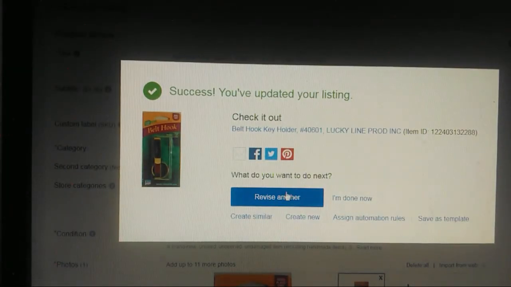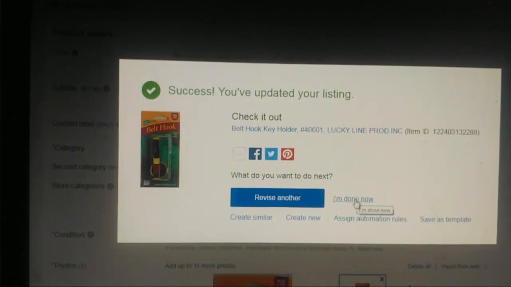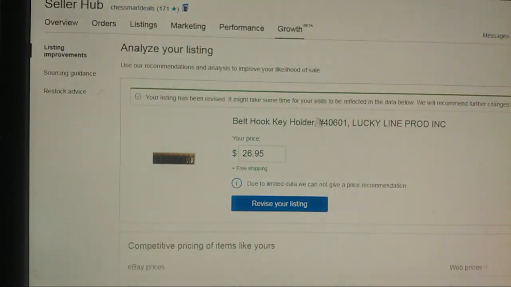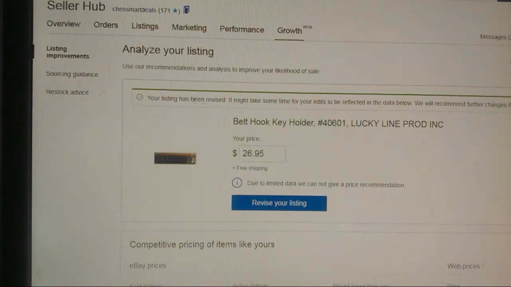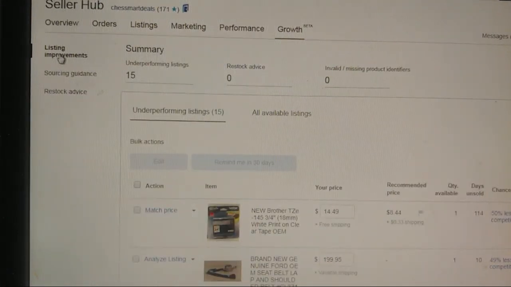It'll take it off of the listing improvements page. But if you want to go back to it, it'll put it back on there. So you could just go to the left to see the full list. It takes a few minutes for that to update. So now it says I have 15 items.